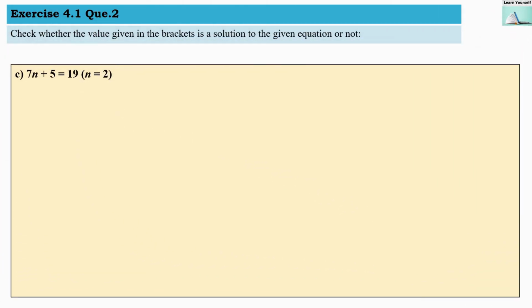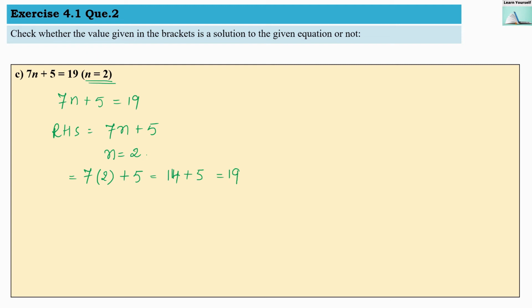Numerical C, 7n plus 5 equals to 19, and here we have to take n equals to 2. Our equation is 7n plus 5 equals to 19. In this, our RHS is going to be 7n plus 5, in which we are taking n equals to 2. So let us substitute this value in this RHS, that n equals to 2. So 7 into 2 plus 5 will give us 14 plus 5 equals to 19.